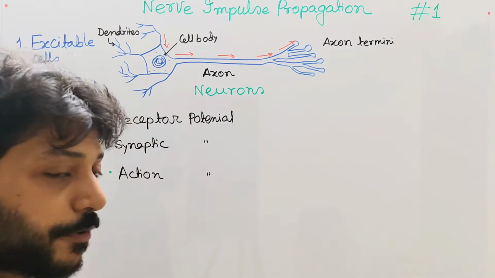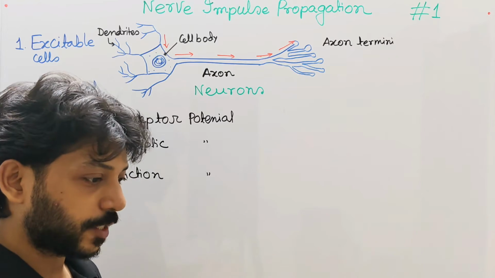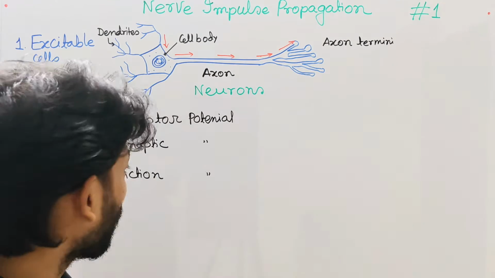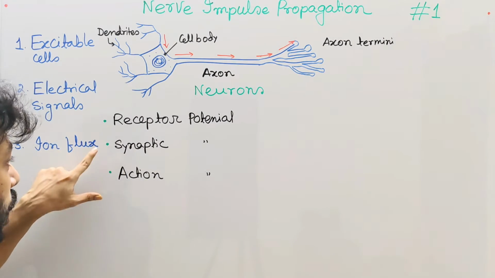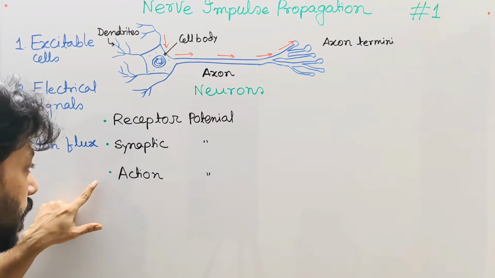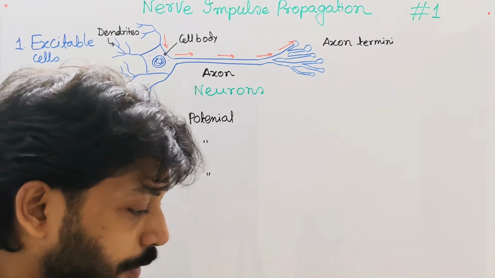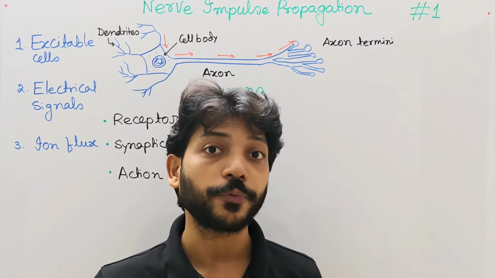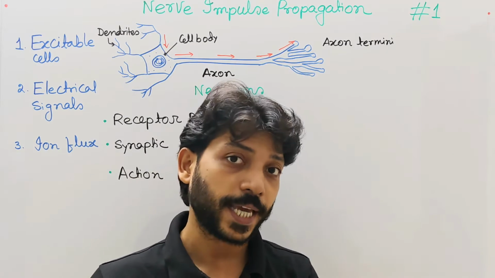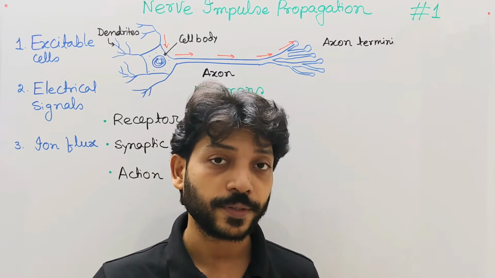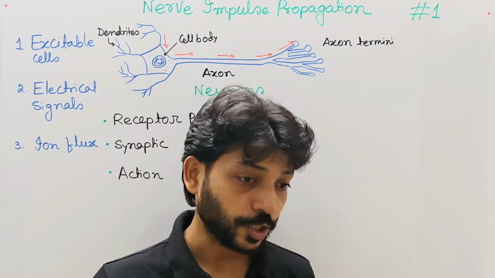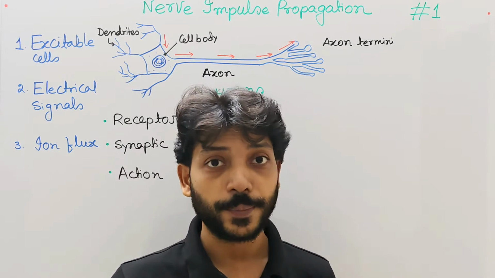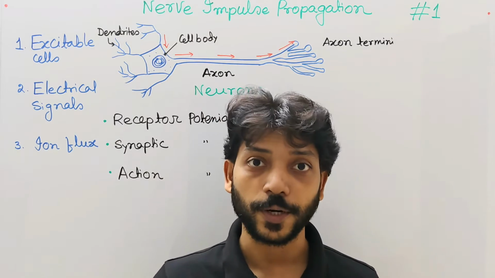Now let's talk about the second important fact, that is electrical signals. Neurons can generate a variety of electrical signals, and we categorize these signals into three. One is receptor potential, second is synaptic potential, and third is action potential. Now what is receptor potential? Receptor potential is due to the activation of sensory neurons by external stimuli like light, sound, heat, touch, pressure, or even chemicals that excite the taste buds.